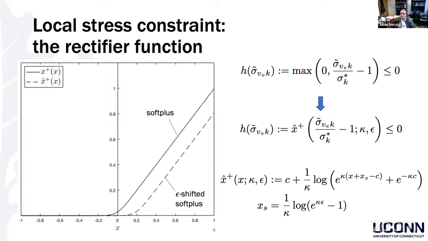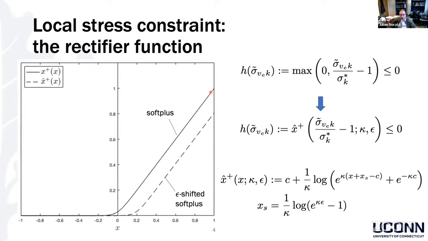This is not differentiable, the true maximum function. So we just replace it with a smooth approximation. The approximation that we started working with was the softplus function, which is this one, and the equation is this. The softplus function is essentially the Kreisselmeier-Steinhauser function just applied to zero and some number, right?